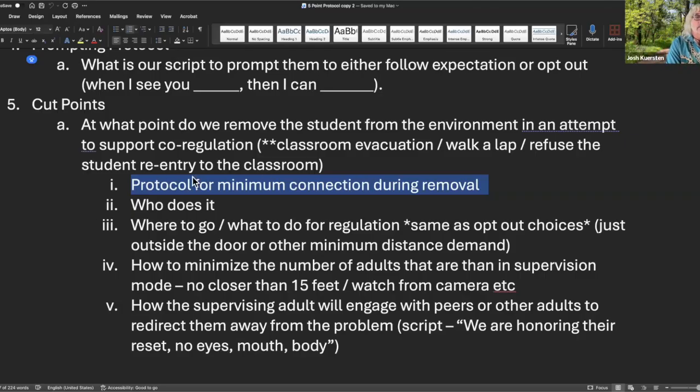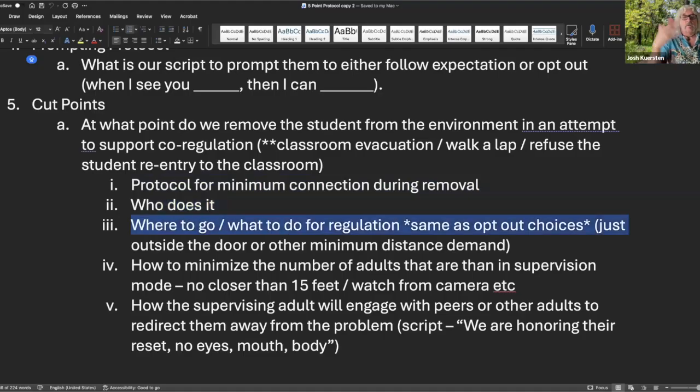So what's the protocol? This is literally how do we do this with the least amount of talking, the least amount of connection, and the least amount of people? We've got to literally write it down, right? So one of the protocols could be we're going to do a reset lap. Who does it? The teacher does it. The teacher does a reset lap. They bring the whole class out and we do a lap around the playground or a lap around the hallway or whatever you have to do.